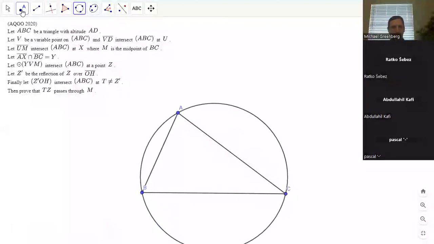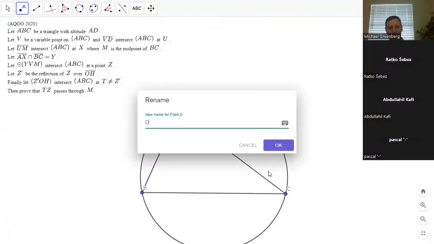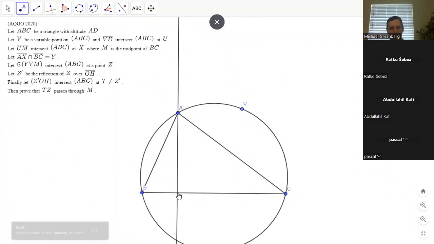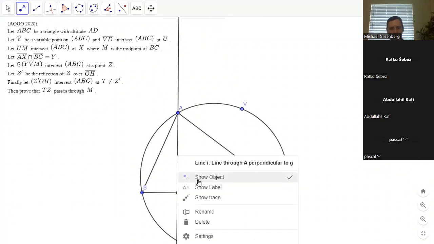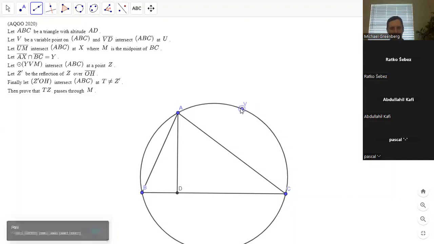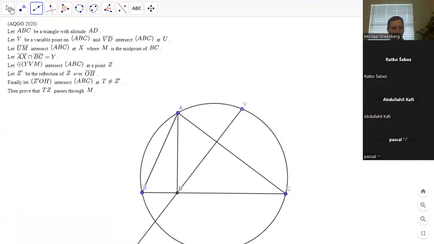Then we see where VD intersects ABC again. So we call this V, draw the altitude. Okay, so this is D. VD intersects it at U. So that's U.